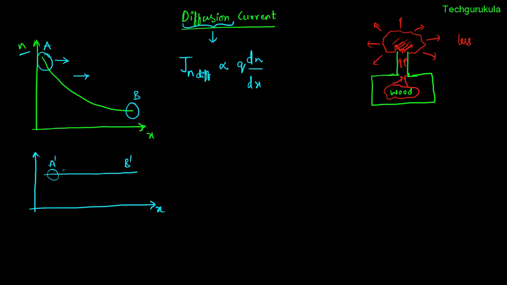Another point is, when the carriers are flowing in this direction because of the concentration gradient, our current is actually flowing in the opposite direction, because the conventional current flow is in the opposite direction to that of the electron flow. We're talking about electrons here, so the current is flowing in the other direction. Now if you observe, the differentiation of this function would be negative, which means dn by dx would give a negative value, which indicates that the current flow is in the negative direction.